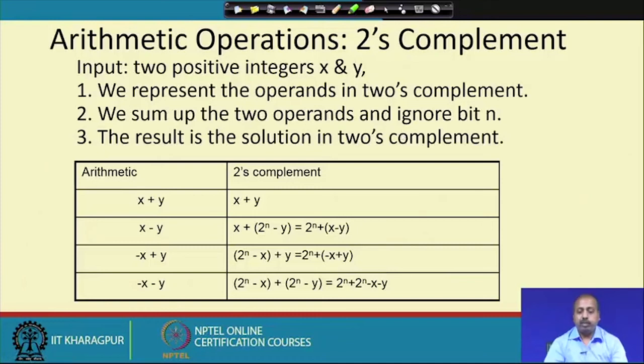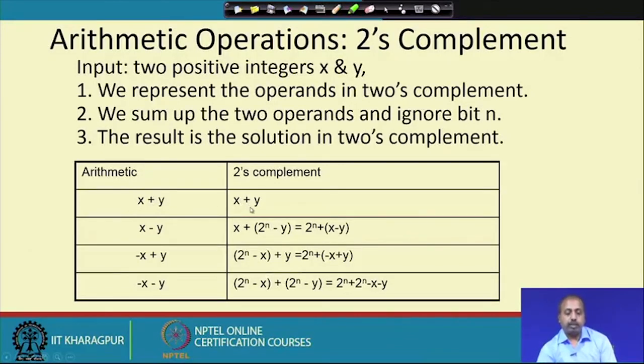Now, whenever we are doing some arithmetic operation in 2's complement, suppose we have two positive integers x and y as input, and we want to do some operations on x and y. For doing the operations, first we represent the operands in the 2's complement form, and then we sum up the two operands and ignore the bit n. We do not need to consider whether it is an addition or subtraction operation. Like x plus y, there is nothing to do.